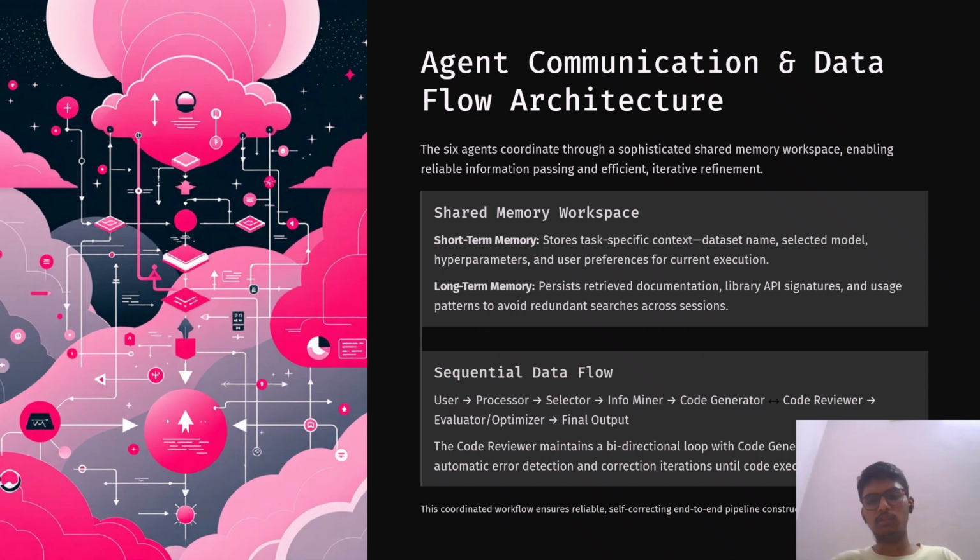In the sequential data flow, first the user gives the input, then processor to selector, selector to infominer, then code generator, then code reviewer. Again, if there are any errors, the reviewer tells the code generator and they run a loop, and then the evaluator, optimizer, and the final output.